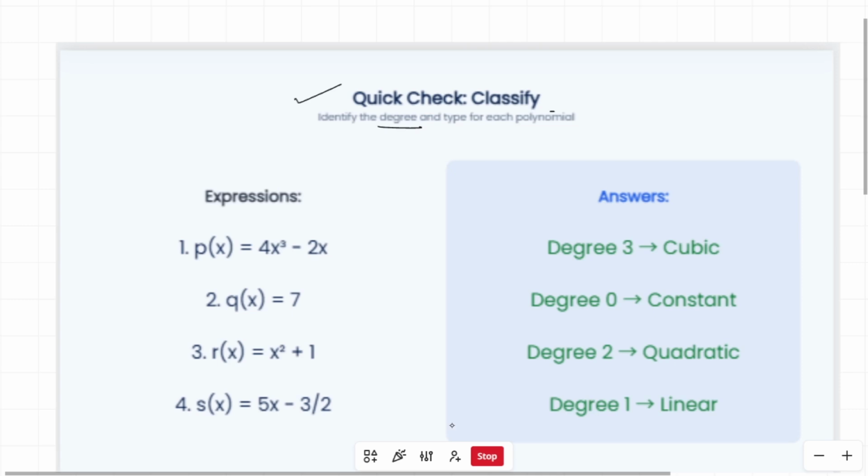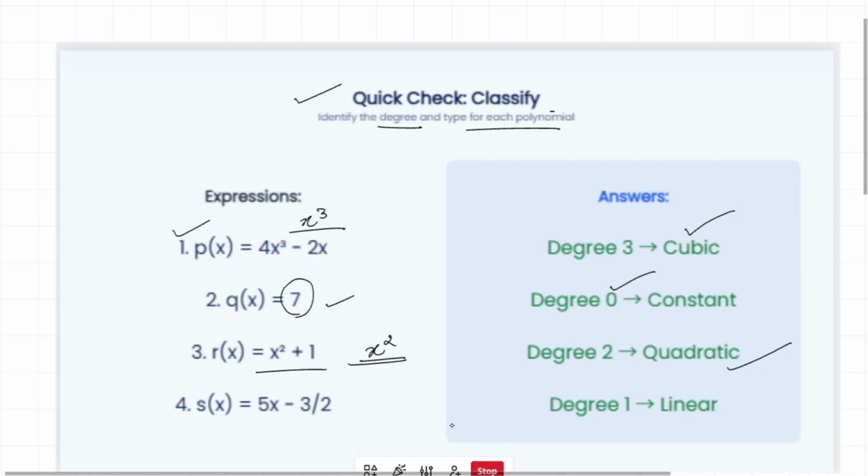You have to identify the degree and the type of polynomial for each case. The first part, 4x cube minus 2x. यहाँ x की highest power क्या है? 3. So the type of polynomial is cubic. Qx is equal to 7. The value is constant, so the degree will be 0. In the third case, x square plus 1. यहाँ highest power क्या है? 2 है. x की power 2 अगर होगी तो हमारा polynomial कौन सा हो जाएगा? Quadratic polynomial. In the fourth one, you have 5x minus 3 by 2. Here the power of x is 1, the polynomial is a linear polynomial, and the degree is 1.